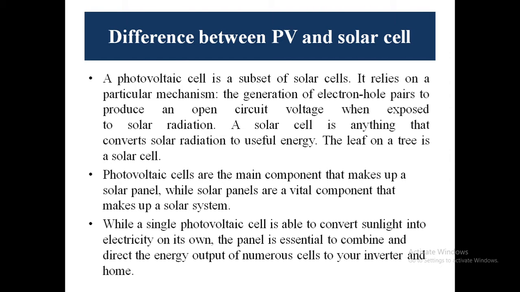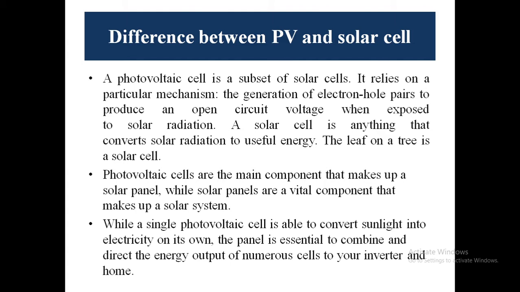So when we talk of the difference between a photovoltaic and a solar cell, we say a photovoltaic cell is a subset of a solar cell. It relies on a particular mechanism in which electron-hole pairs are generated to produce an open circuit voltage whenever they are exposed to sunlight. Whereas a solar energy cell is anything that converts solar energy into useful energy, such as a leaf of a tree. Another difference is that photovoltaic cells are the main component that makes up a solar panel.